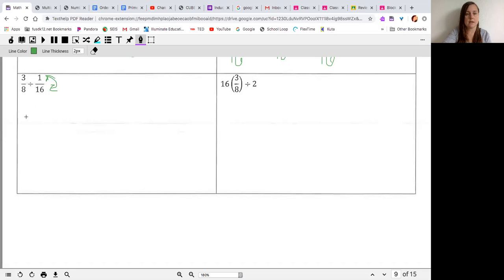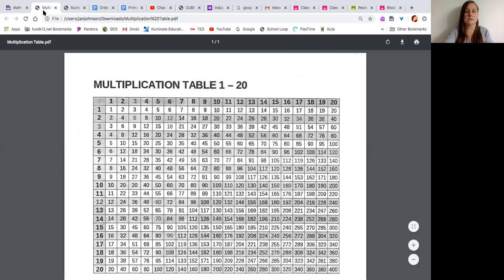So I have 3 over 8. I'm changing the division sign to a times. Switching, so 16 is now the numerator and 1 is the denominator. Okay. Before I multiply across, I want to see if I can cross reduce. Can I make these smaller? And 8 goes into 16 twice. 8 times 2 is 16.